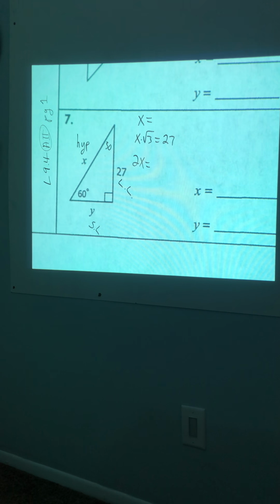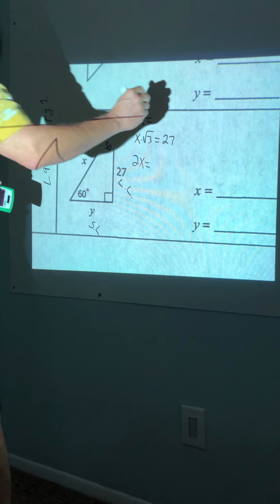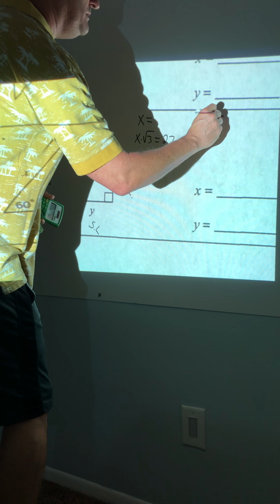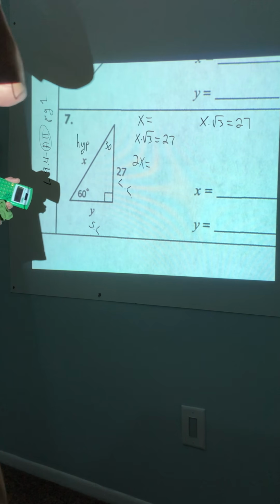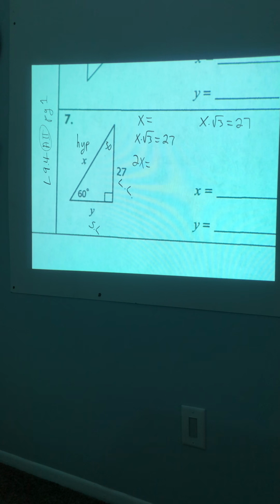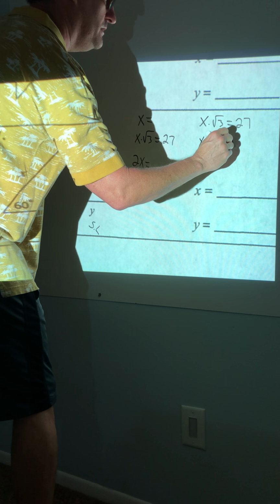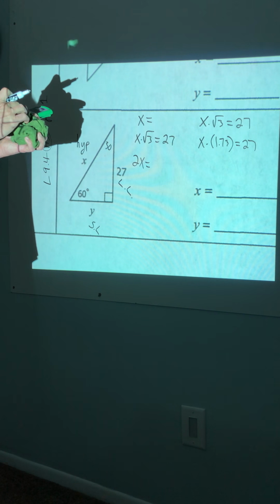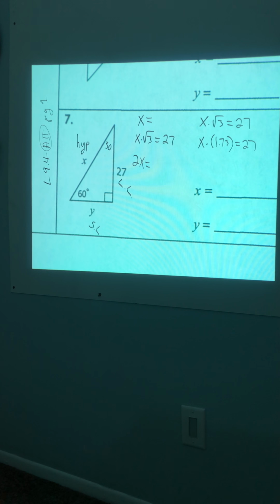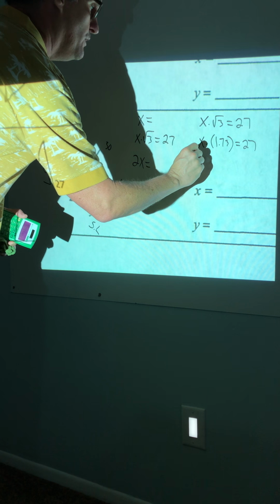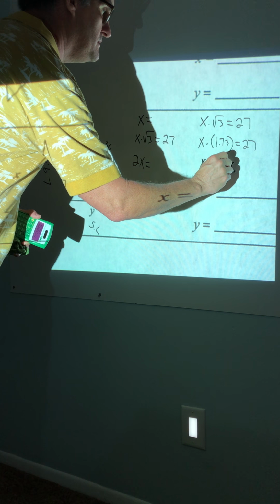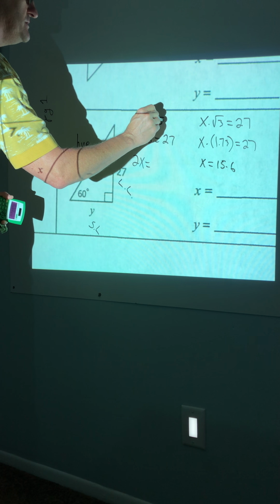And all it's going to do is create an equation. So I'm going to write x times the square root of 3 equals 27. We already stated that the square root of 3 was 1.73, so let's change this to x times 1.73 equals 27. One-step equation, all you're going to do is divide. So 27 divided by 1.73, and you're going to get the answer 15.6. So x is 15.6. Come up here, put 15.6.